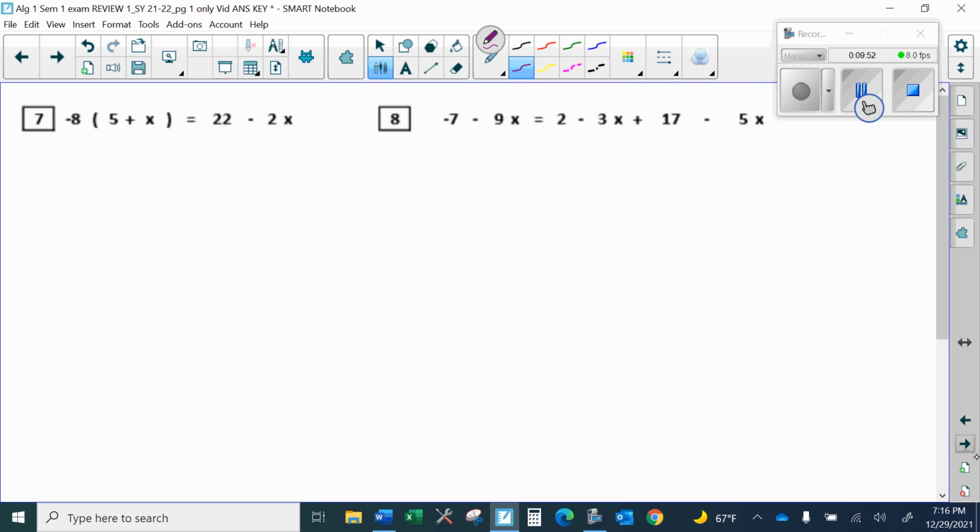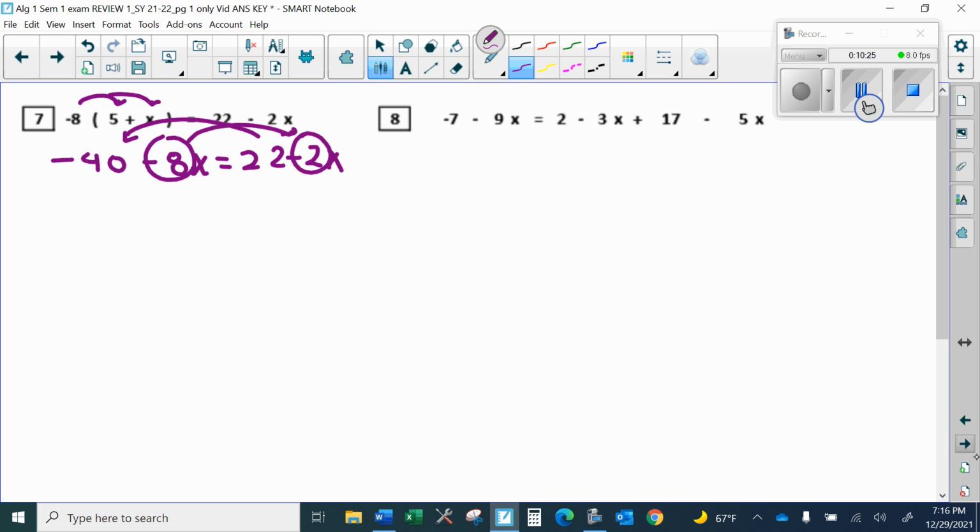All right, number 7 and 8 on this page. We're going to go ahead and distribute. So I get negative 40 minus 8x equals 22 minus 2x. Now I need to ask myself, which side should I bring the variables to? I always take the smaller one to the bigger side. Negative 8 is smaller than negative 2 because it's to the left on the number line. So that means this negative 8x is going over there, which means the constant is going over there.